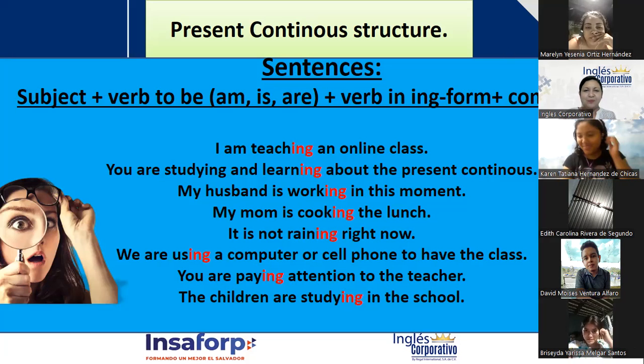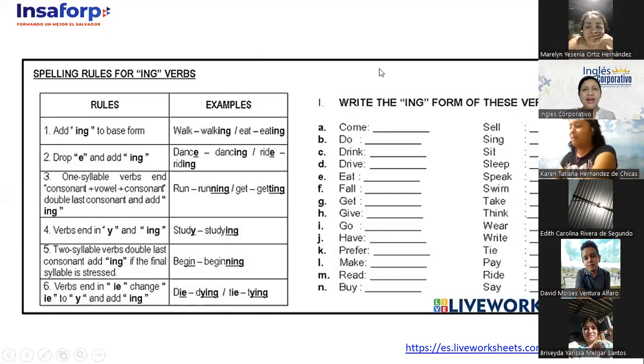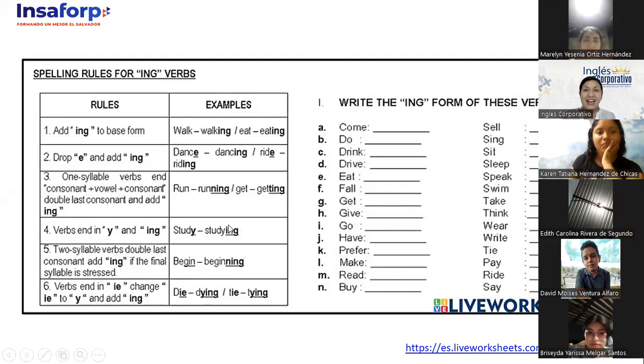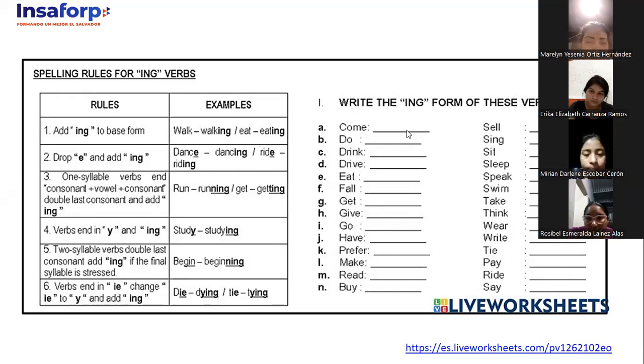Okay. Very nice. So here we have some spelling rules. Aquí están las reglas que ya se las dije, pero aquí están más por escrito. Okay. Ahora, vamos a hacer este ejercicio. Write the ing form of these verbs. Tal vez en el chat me los pueden poner y yo los voy poniendo aquí.